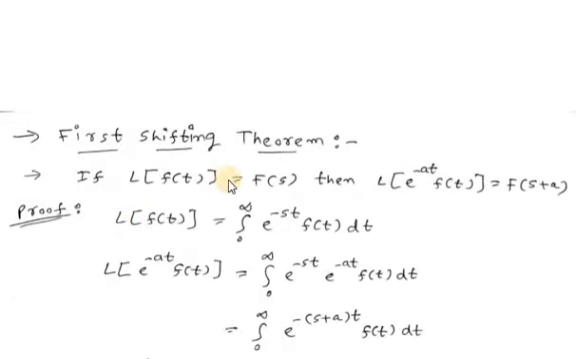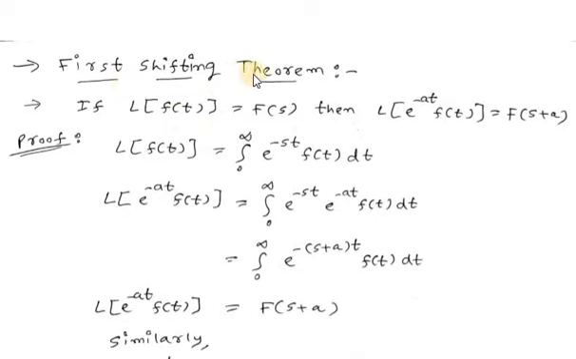Okay, now we will see the second property, that is the first shifting theorem. If Laplace of f of t equals F of s, then Laplace of e raised to minus at f of t, the result is F of s plus a. What you have to do is just replace s by s plus a in F of s, if you have to find Laplace of e raised to minus at f of t.